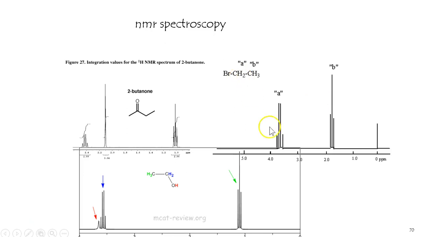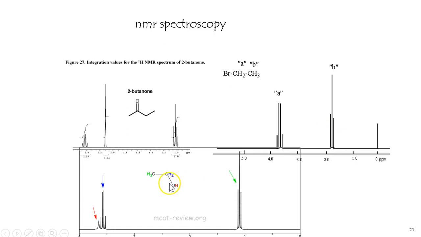The splitting of this, I'm seeing a quartet. That makes sense because it has 3 neighboring hydrogens. Add 1, you get your quartet. This is a triplet because it has 2 neighboring hydrogens. Add 1, you get your triplet. Let's take a look at this one.